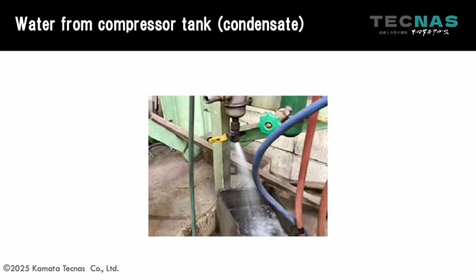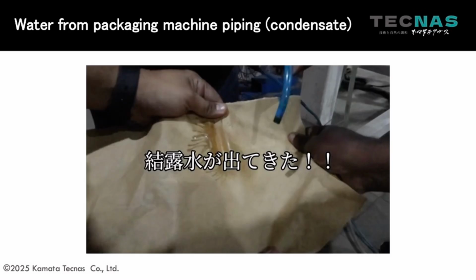This is a situation where a large amount of water is spewing from the compressor tank. Why does water occur? Next is the water coming out of the air tube of the packaging machine. Such cases are not uncommon in factories. They are caused by condensation. Compressed air becomes hot and humid in the compressor, and condensation forms as it passes through the piping.